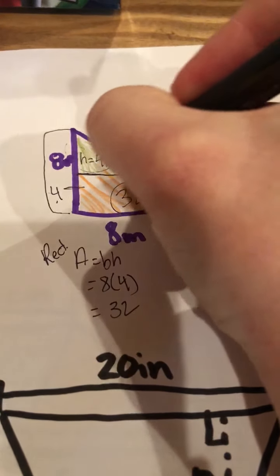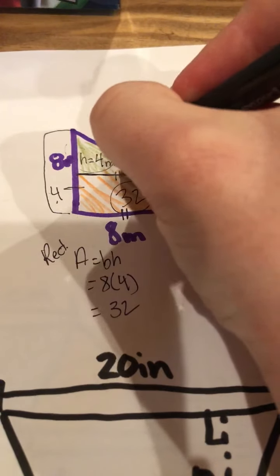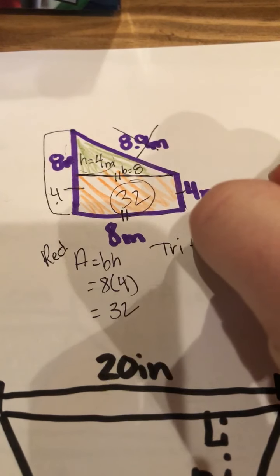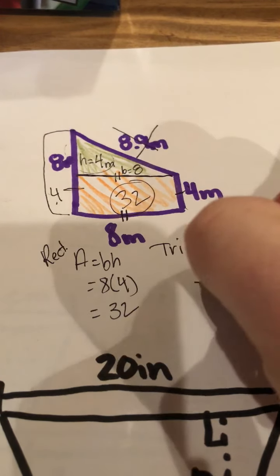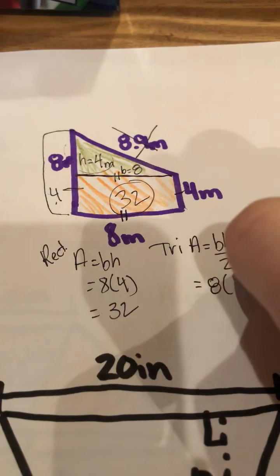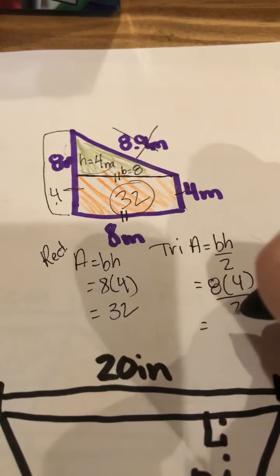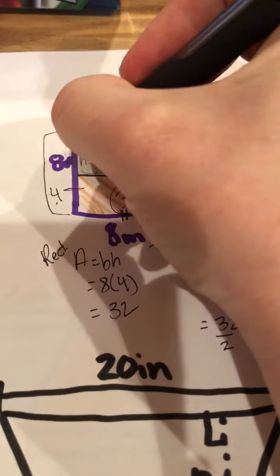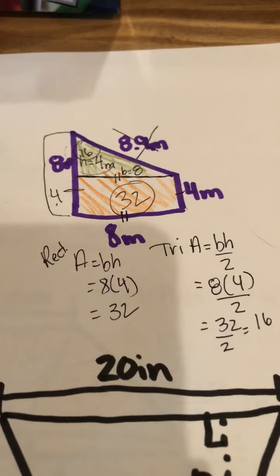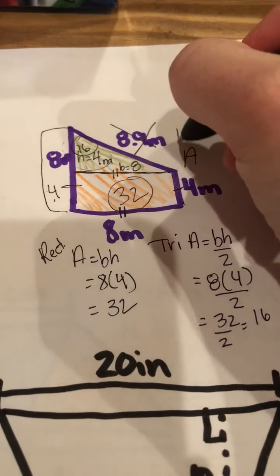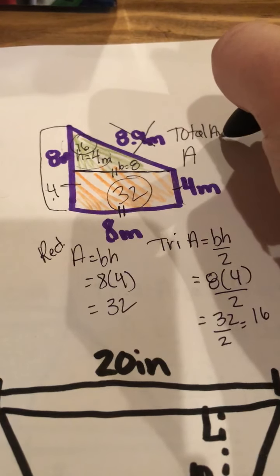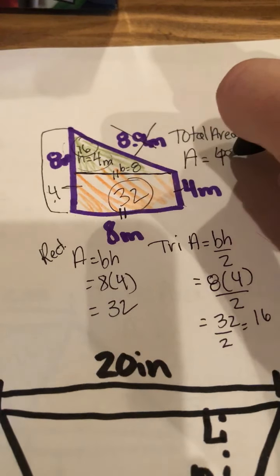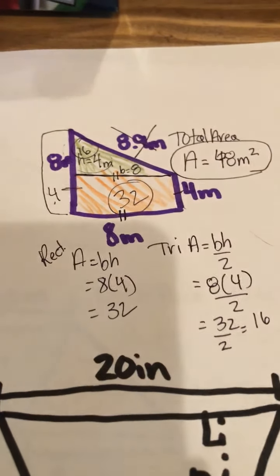The base of my triangle, if this is 8, then this is 8. So the base is 8. So my triangle, A equals base times height divided by 2. The base is 8. The height is 4 divided by 2. 32 divided by 2 equals 16. So this is 16. So 32 plus 16. Again, this one is total area. Area equals 48 meters squared, and box my final answer.